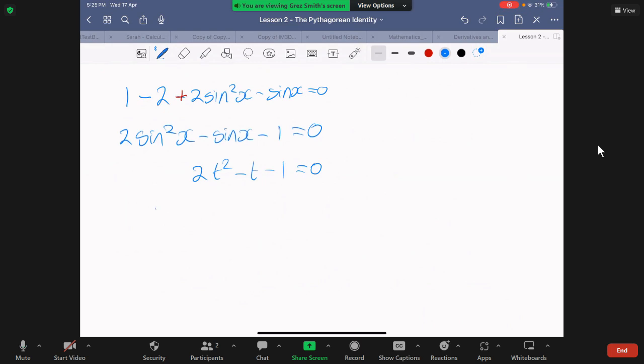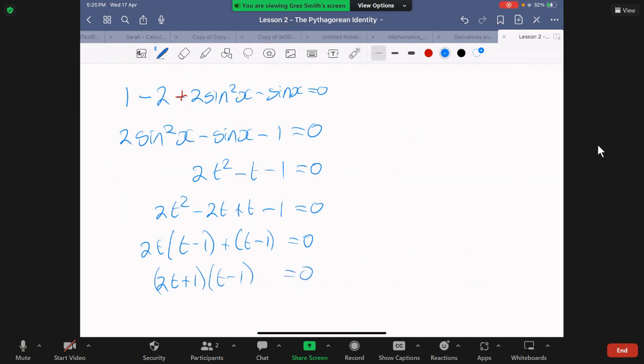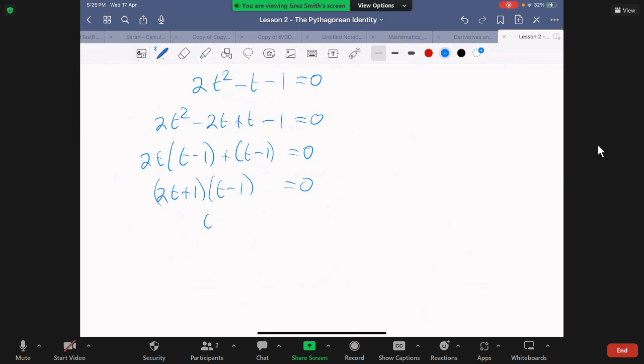I've got 2t squared minus 2t plus t minus 1 equals 0. So 2t bracket t minus 1 plus t minus 1. I've got (2t plus 1)(t minus 1). So t equals minus a half, t equals 1. Sine theta equals minus a half, sine theta equals 1.